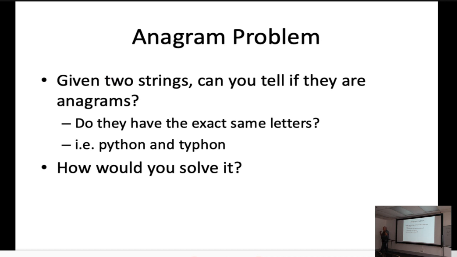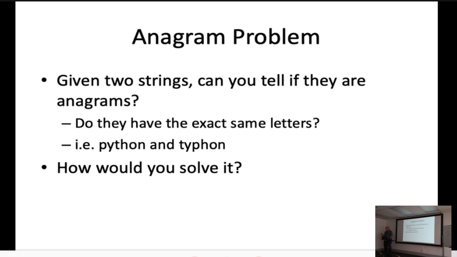Now, without me biasing you, how would you solve the problem? What would you do? How could you solve that problem? And don't think of code. Don't worry about coding. Just talk through it. How would you solve that problem? Anybody want to offer any solution? Doesn't have to be great.